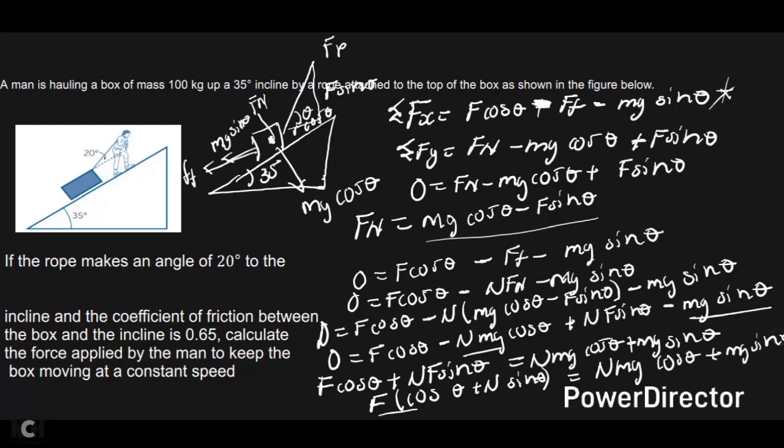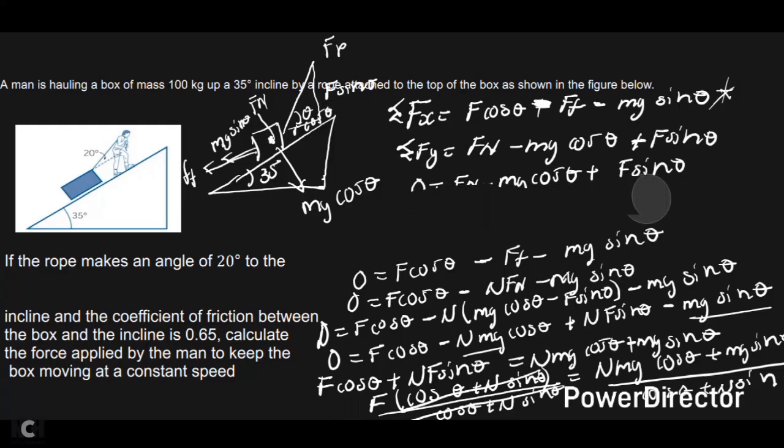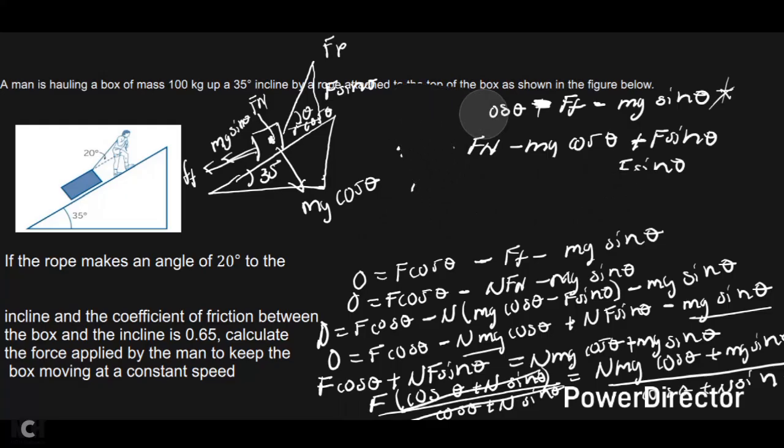From there now we make F the subject of the formula by dividing by cos theta plus mu sin theta, like that. So now we have made F the subject of the formula, because this part is divided by this part. So since we have done that, let's continue so that we can find the value of F.